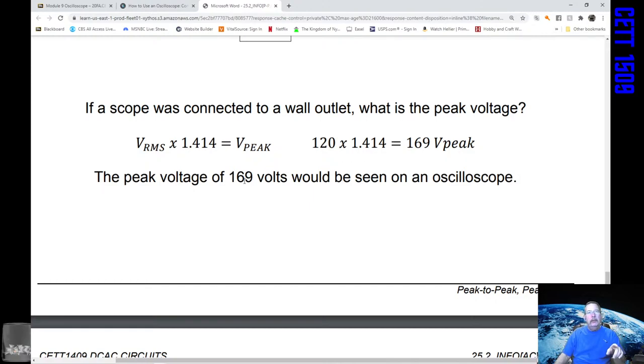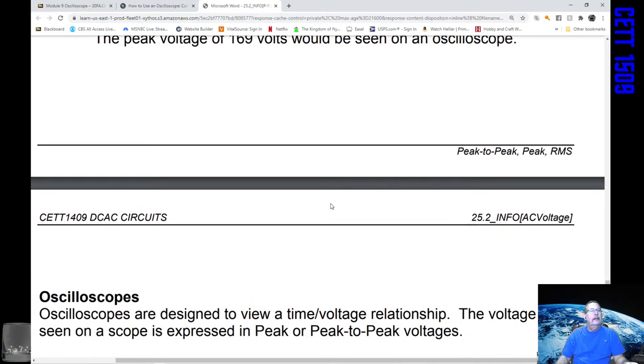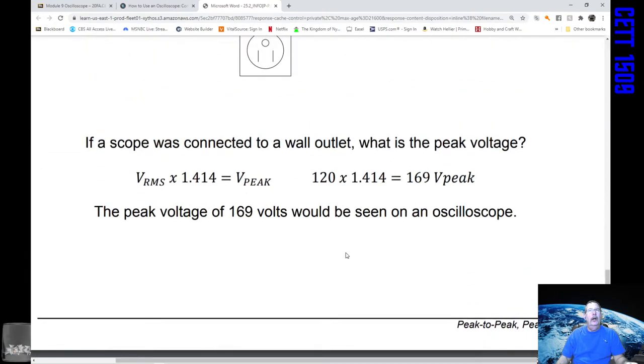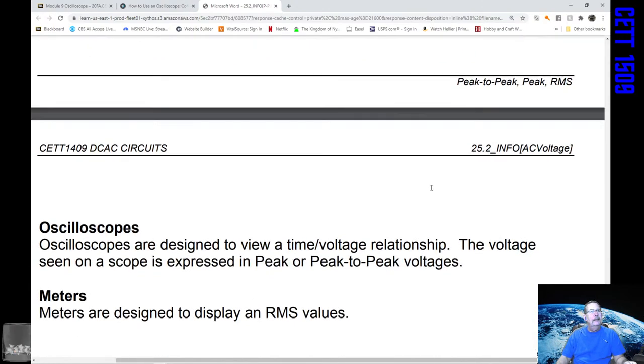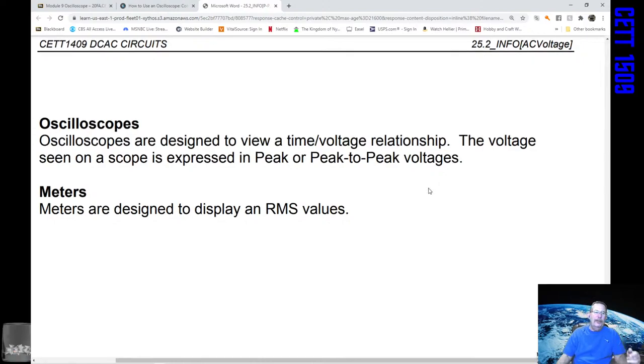So the peak voltage of 169 volts, you could see that on the oscilloscope. You could actually see the 169 volts, but you're only going to see the RMS value on the meter. I wonder how many knew that the actual voltage coming out of the wall was 169 volts peak. No, we just say it's 120. Yeah, we take the RMS route.